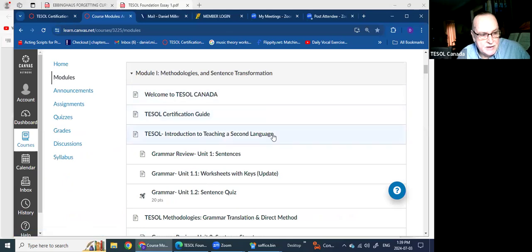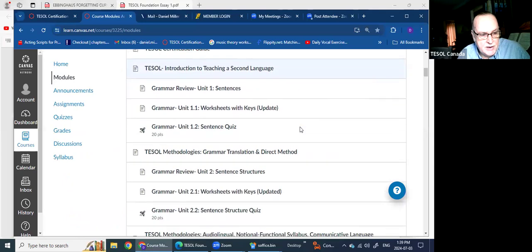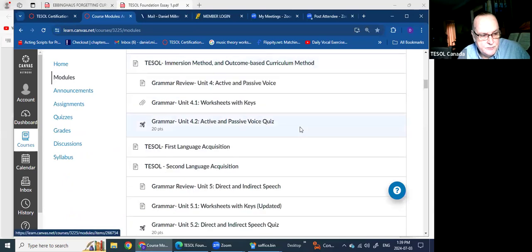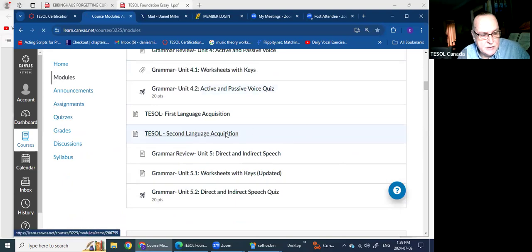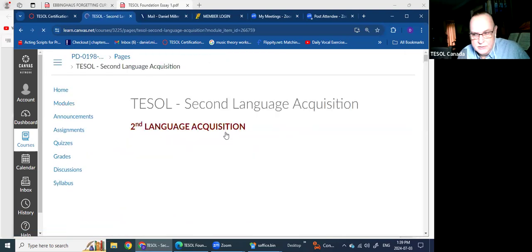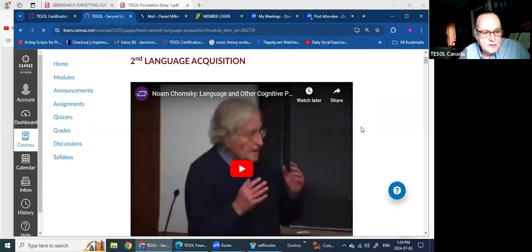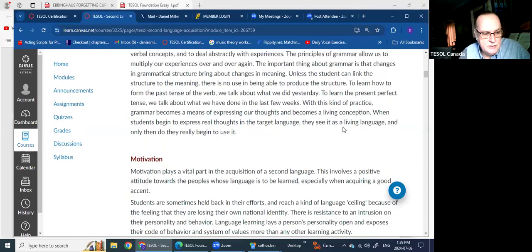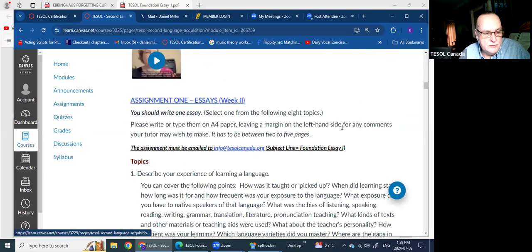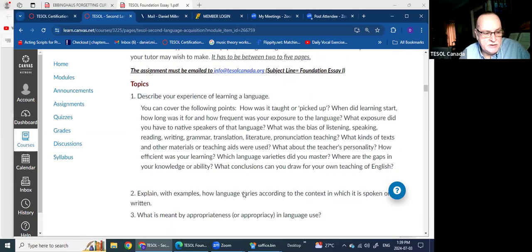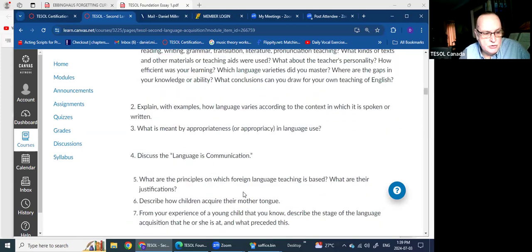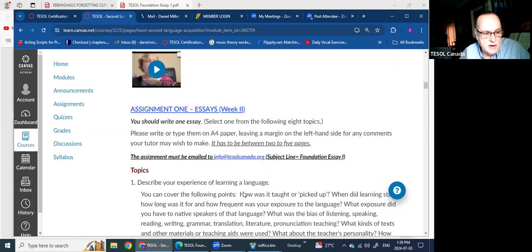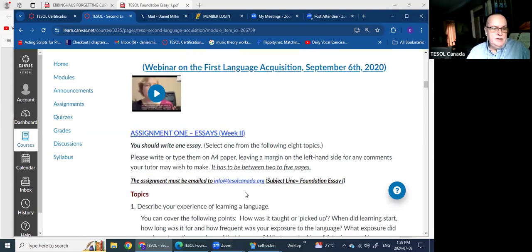Now, where you find that assignment on the Canvas platform, if you go under modules and scroll down to second language acquisition, open second language acquisition, and then scroll down again, and you'll come to assignment 1. So this is where the 8 topics are listed. You choose one of these 8 topics and you write your essay about it, and then you send it in to info@tesolcanada.org.